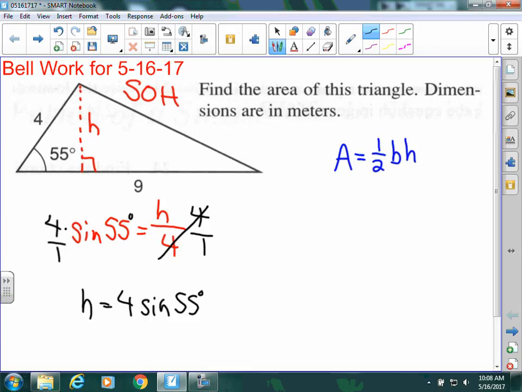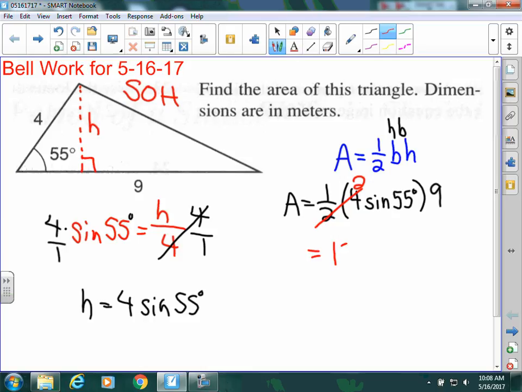So when I come over here, I'm going to say the area is equal to 1/2 the height, which I now know is 4 sine of 55, times the base, which is 9, right? The 9 is on the bottom there, the base. So if I say 4 divided by 2, that's 2. And 2 times 9, that's 18. So the area is equal to 18 times the sine of 55.